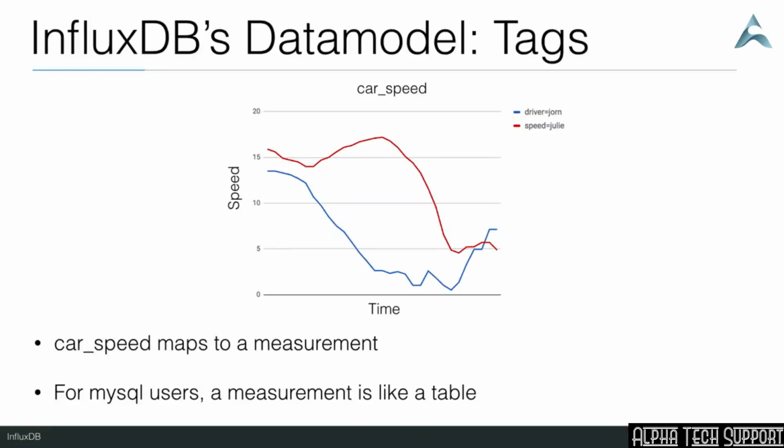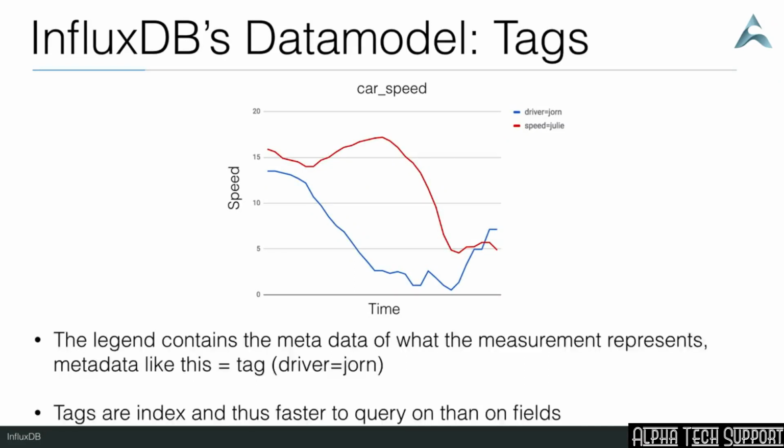Tags. As this graph shows, car speeds map to a measurement. For MySQL users, a measurement is like a table. In the legend, here is an example of how a tag is being used. A tag is the legend that contains the metadata of what the measurement represents. Like this, driver equals Joran, me. Tags are indexed and thus faster to query on than fields.